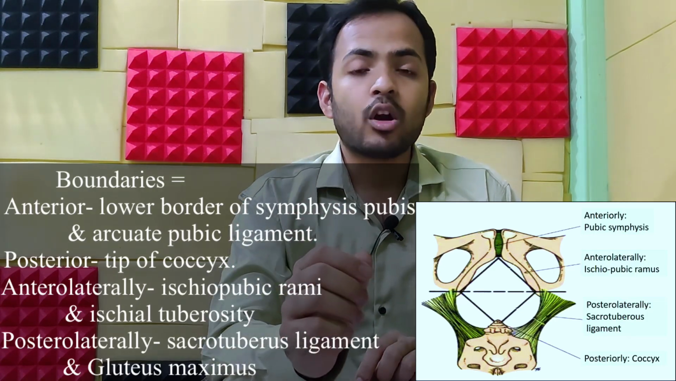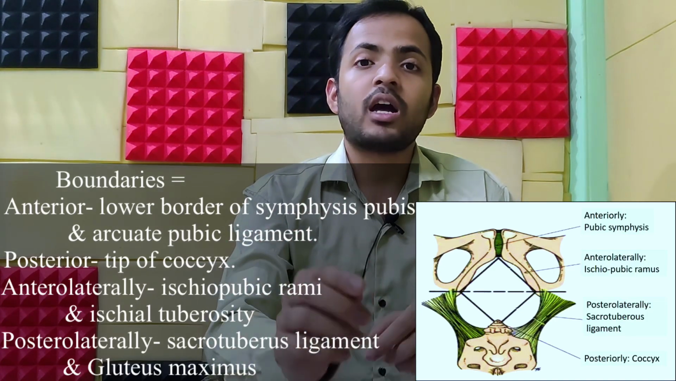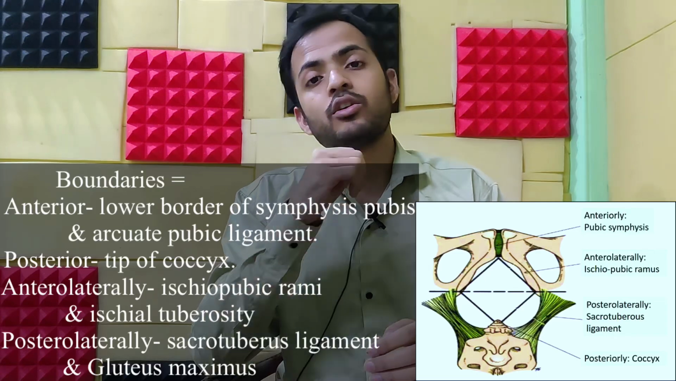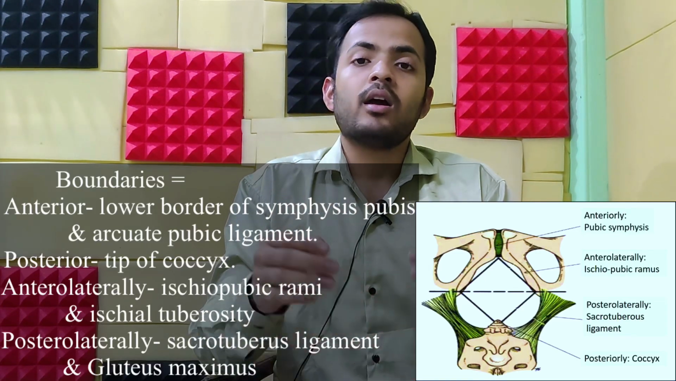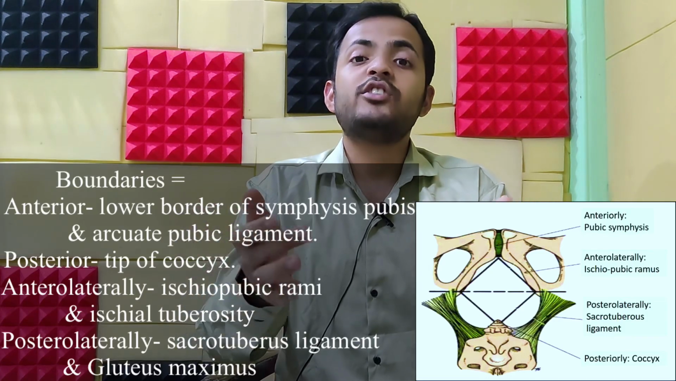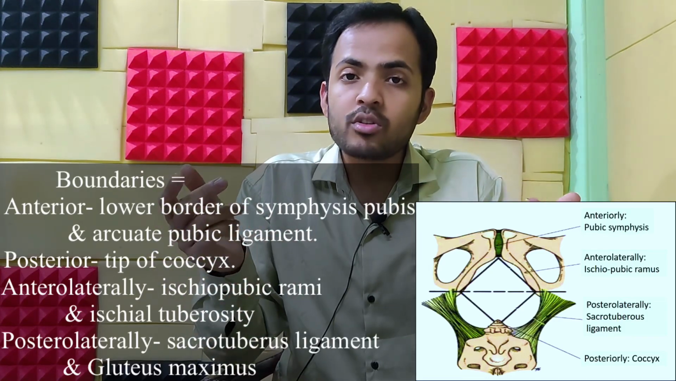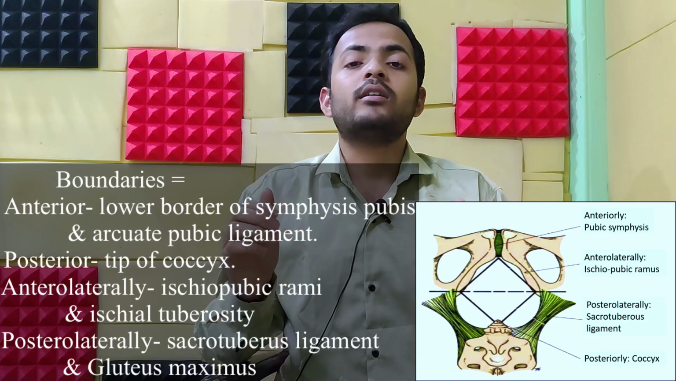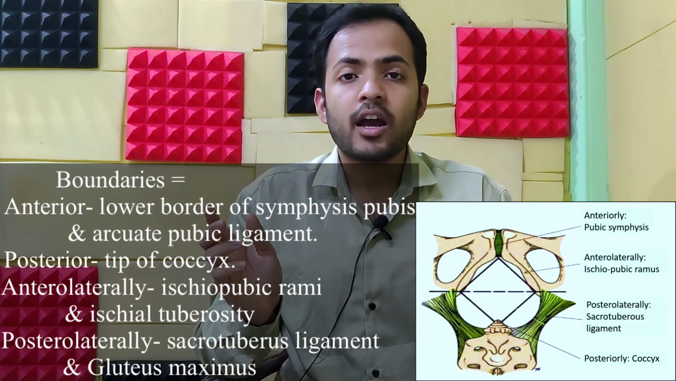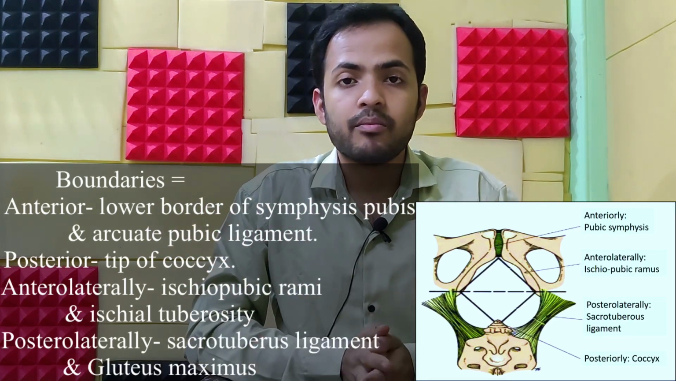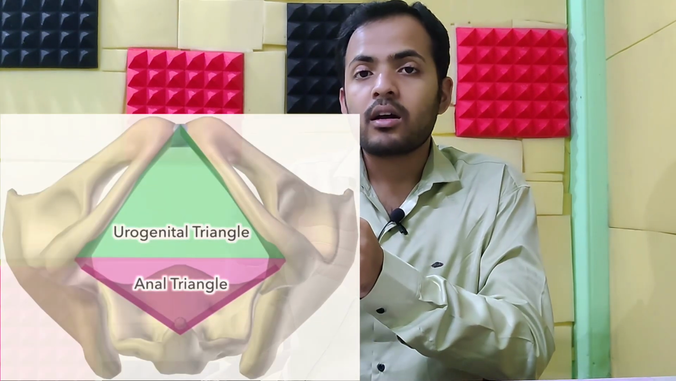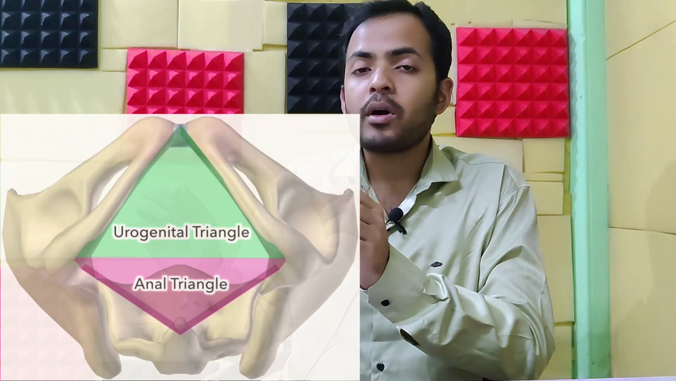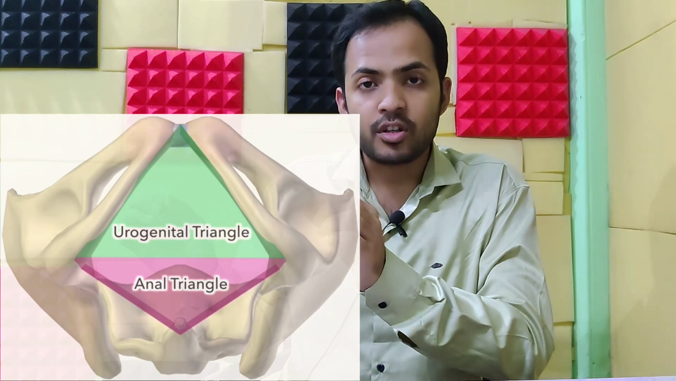Anteriorly you're going to find the lower border of the symphysis pubis along with the arcuate pubic ligament. Posteriorly you're going to find the tip of the coccyx bone. Anterolaterally you're going to find the ischiopubic rami along with the ischial tuberosity, and posterolaterally you're going to find the sacrotuberous ligament and gluteus maximus muscle.